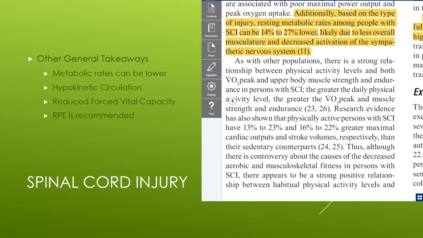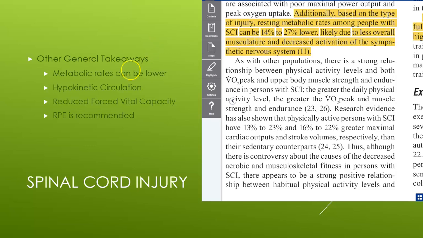Based on the type of injury, resting metabolic rates among people with spinal cord injury can be 14 to 20% lower, and this is likely due to the less overall musculature and decreased activation of the sympathetic nervous system. It makes sense: you don't have function of part of the body, so you're not using those muscles, and those muscles then don't have to be serviced like they would be if you were up walking around all day. So long story short, the resting metabolic rate, as noted here, is lower. This will be seen later on, but the more you can get your person to move around, the better.